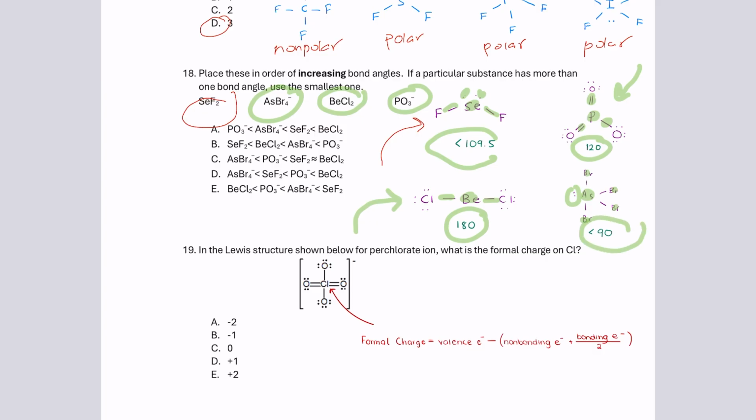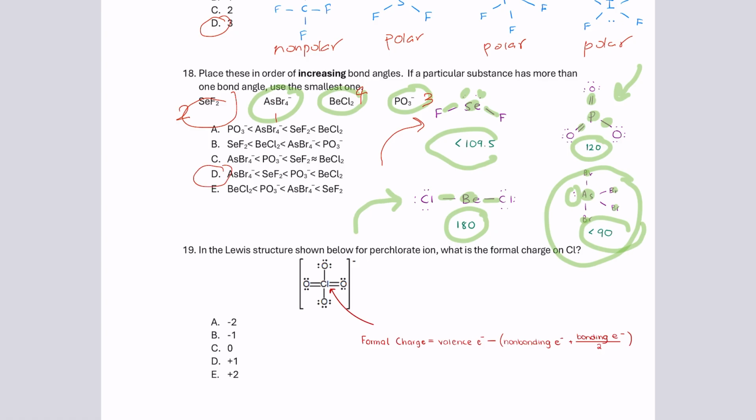Now we can rank these from smallest to largest bond angle. The smallest bond angle comes from this molecule right here. Then following that is going to be selenium difluoride. Then third is going to be our phosphite ion. And then finally, beryllium chloride. So this ordering matches answer choice D.